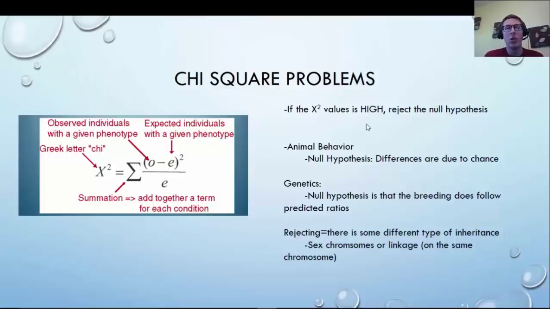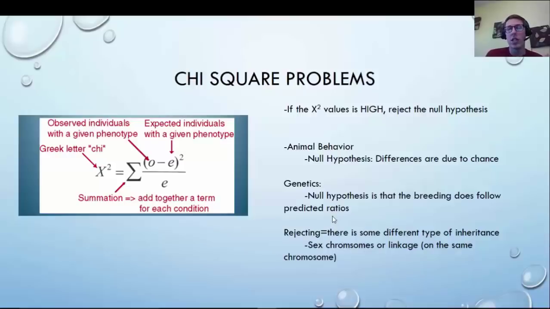If the p is low, if the chi-square is high, reject the null hypothesis, or H0. For animal behavior, remember, the null hypothesis is just that differences are due to chance. Just 5 went one way, 5 went the other way. They don't prefer one side or the other. With genetics, the null hypothesis is that the breeding does follow predicted ratios.